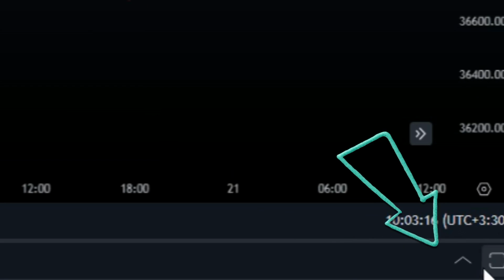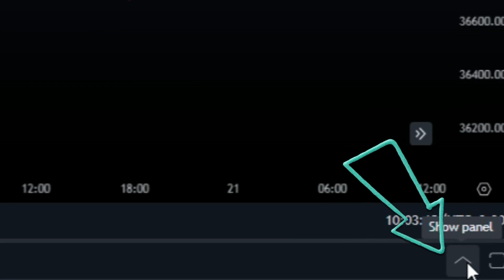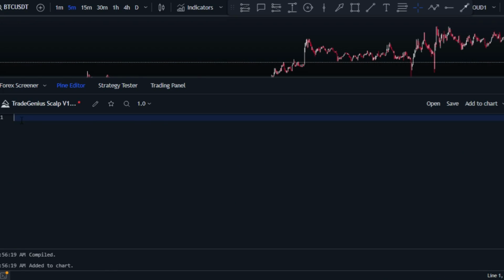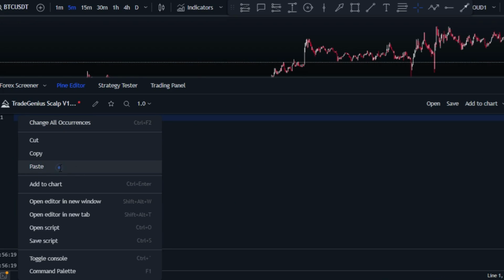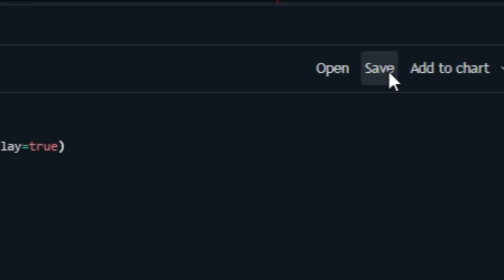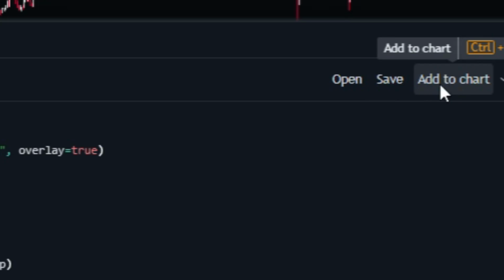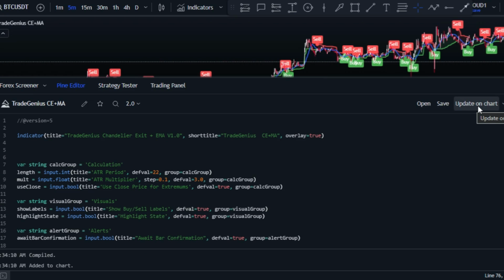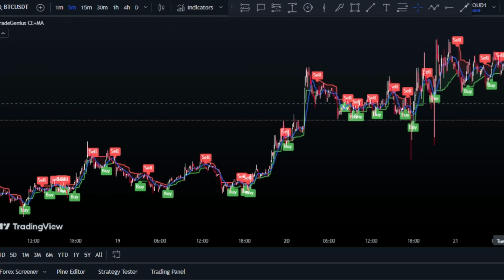Next, take a trip to the TradingView website and find the Pine Editor at the bottom. Clear out anything that's already there and paste the contents of the text file. Then just hit the save button followed by the add to chart button. And just like magic, the indicator is now added to your chart for free, ready for you to use anytime.